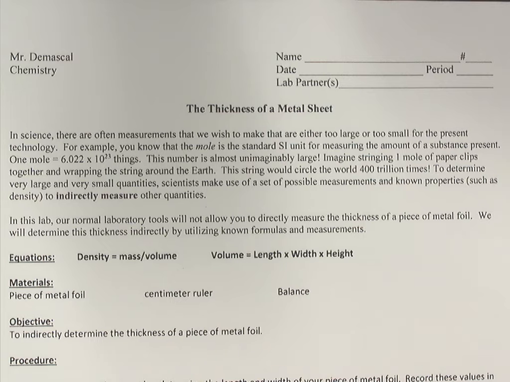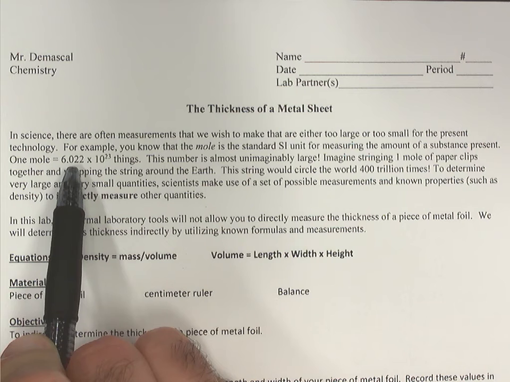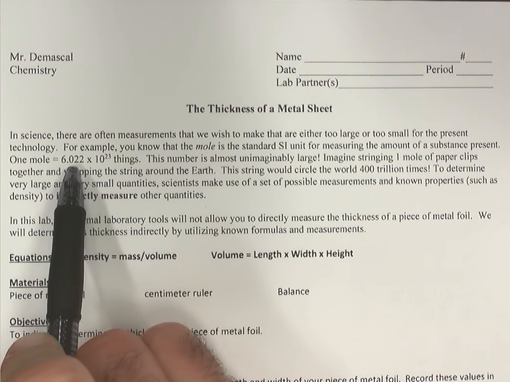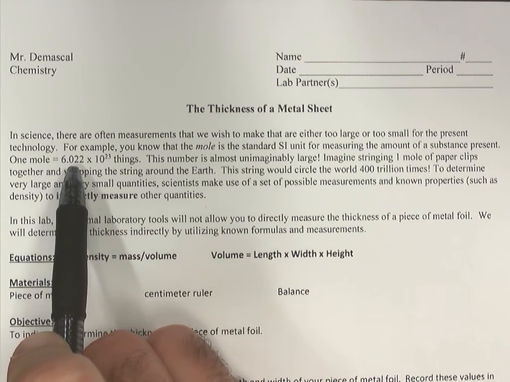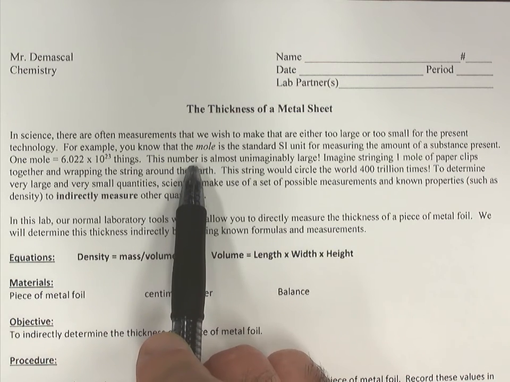One example is if we know that we have a mole of a substance, and we know that one mole has this many particles in it. That number is so big that we can't even imagine. It's basically 6 trillion trillions. That's massive, okay? This number is unimaginably large.